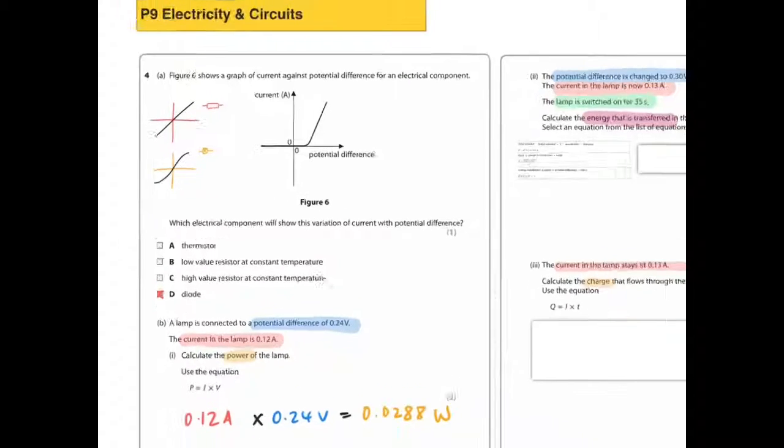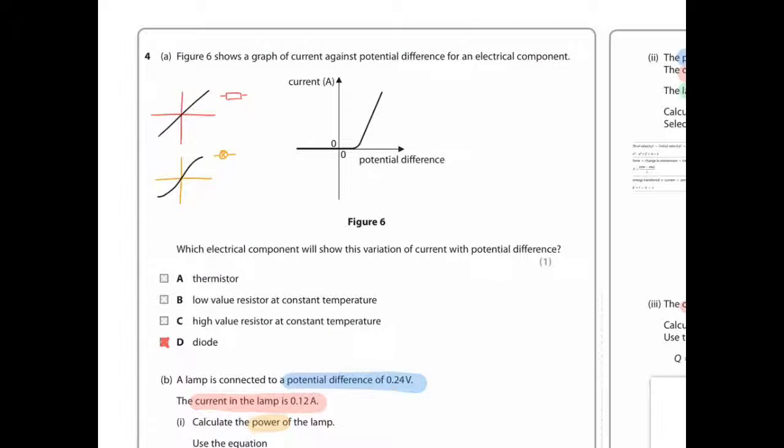Figure 6 shows a graph of current against potential difference for an electrical component. So you can see here, I know what this is immediately, it's a diode. Anything which is flat here then increases is a diode. The other one you need to know is a fixed resistor, which is a straight line. So there's a directly proportional relationship. If you double voltage, you double current. You double the push, you double the flow of electricity.